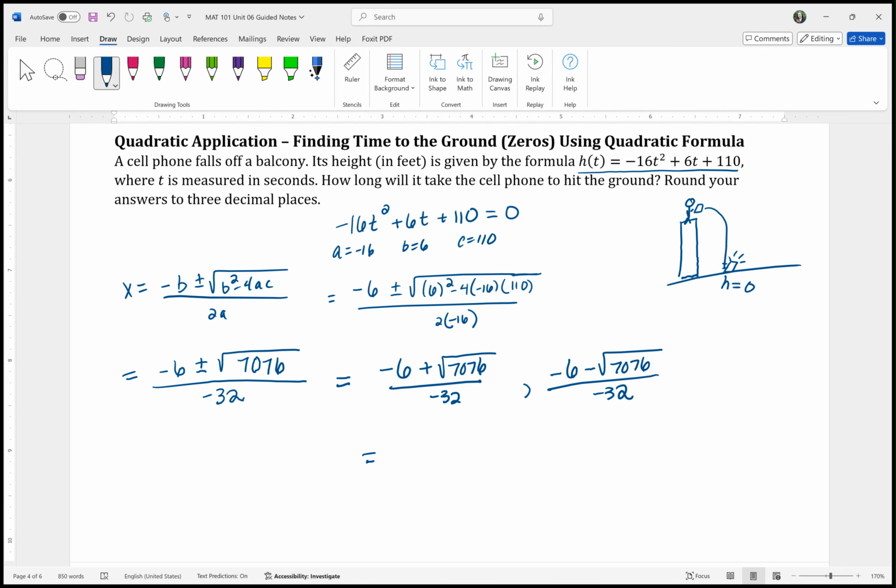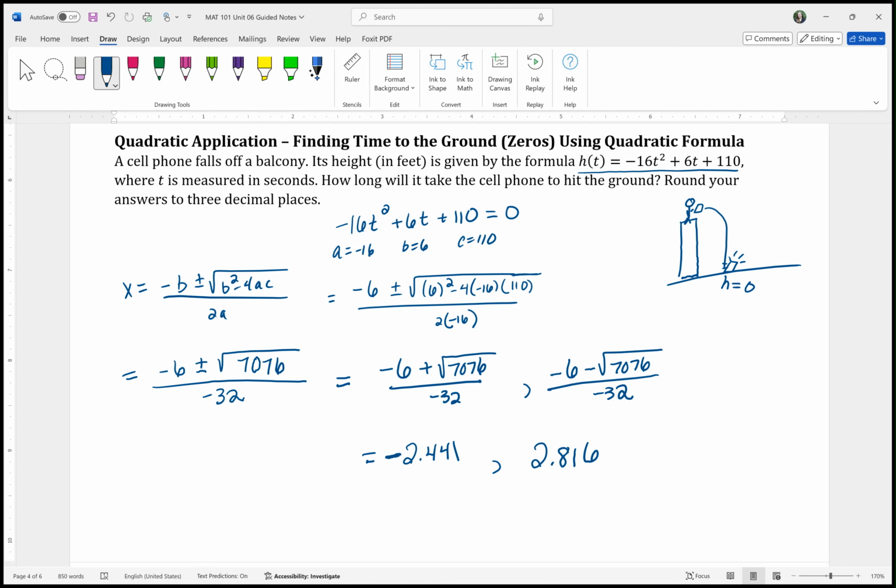When I do that for the first one, and we're doing 3 decimals here, I end up getting negative 2.441. Let's do the same thing on the next one. Negative 6 minus the square root of 76, enter, divided by negative 32, enter. And I get 2.816. Now I've got 2 answers here. Which one's right, or are they both right? I don't know. Let's talk it through.